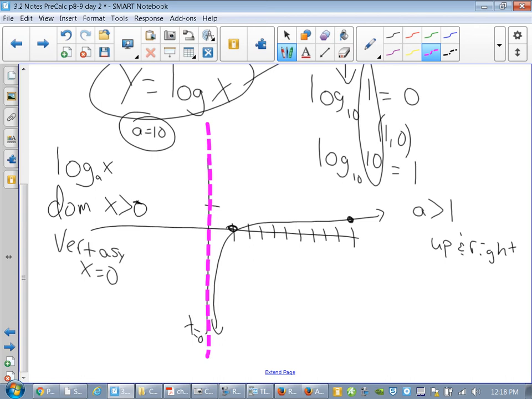When we shift these things, our vertical asymptote is going to move h. Okay? So we're going to wind up with x equal h as your vertical asymptote. Your domain is going to be when x is greater than h. The range is always all real because there's no horizontal asymptotes with these.